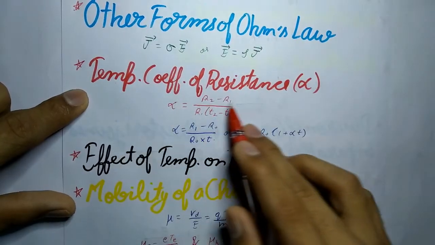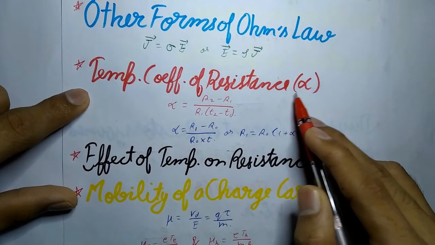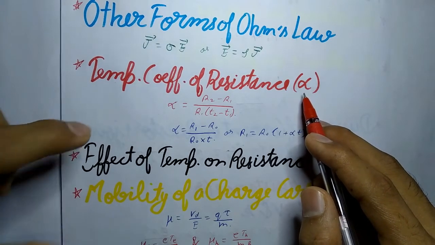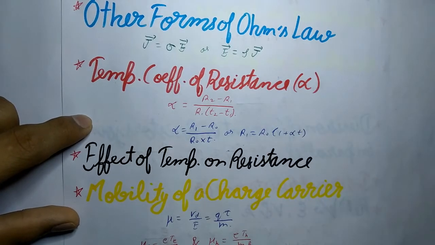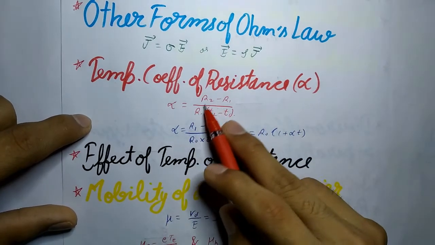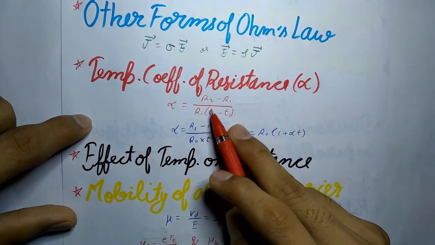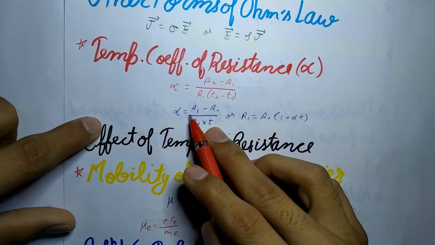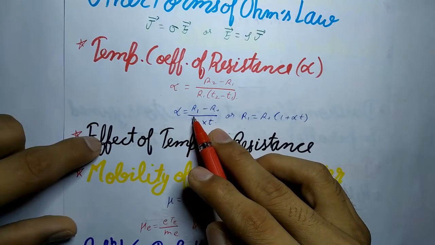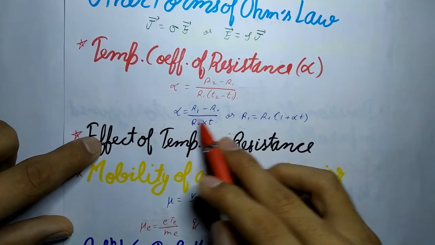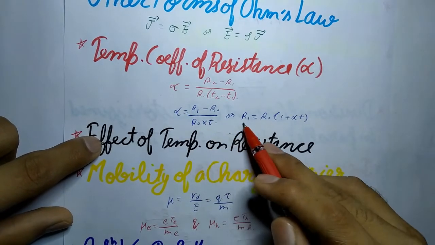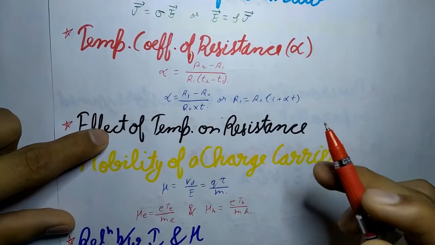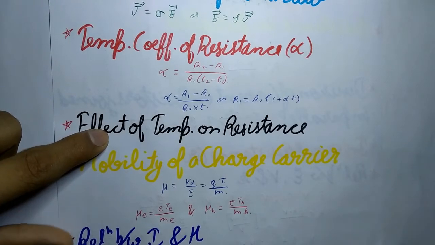Now next is temperature coefficient of resistance, denoted as alpha. It is defined as the change in resistance per unit original resistance per degree rise in the temperature, and it is given by alpha is equal to R2 minus R1 upon R1 into bracket T2 minus T1. And if T1 is equal to 0 degree Celsius and T2 is equal to T degree Celsius, then alpha is equal to Rt minus R0 upon R0 into T. Or we can say that Rt is equal to R0 into bracket 1 plus alpha T. And the unit of alpha is degree Celsius inverse or Kelvin inverse.